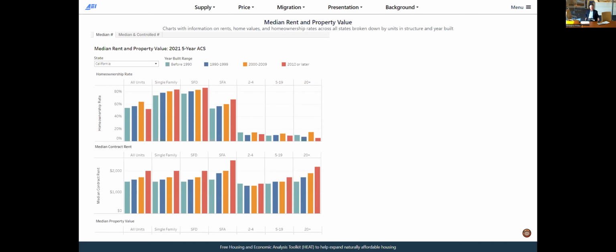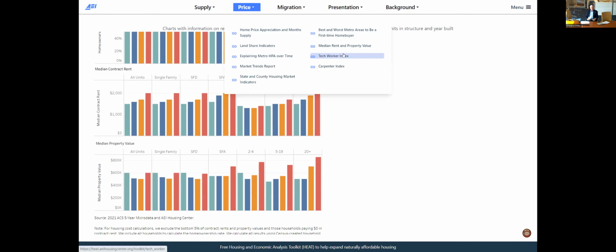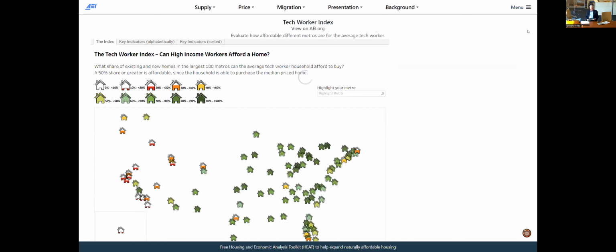Contract rents are shown next, and then below that, I think, are median property value. So lots of information here at the state level. We'll now go to another tool, Tech Worker Index.